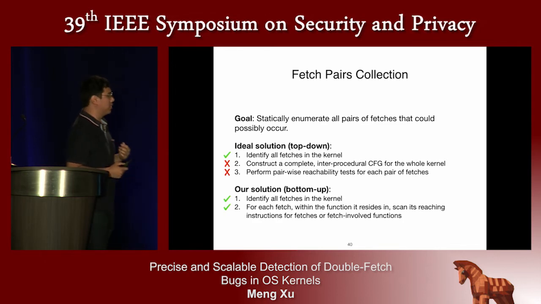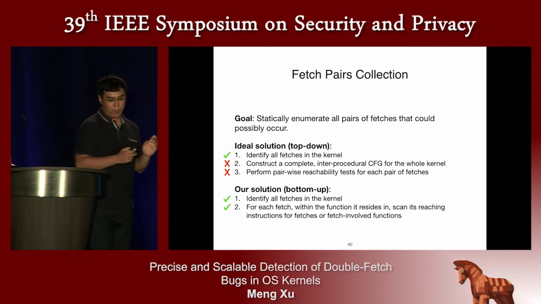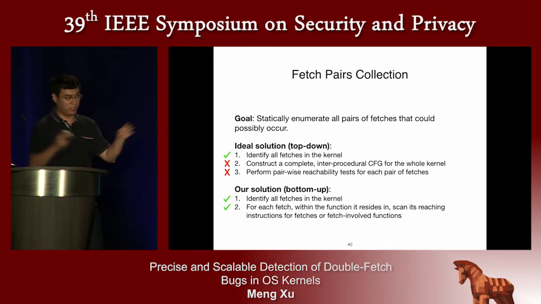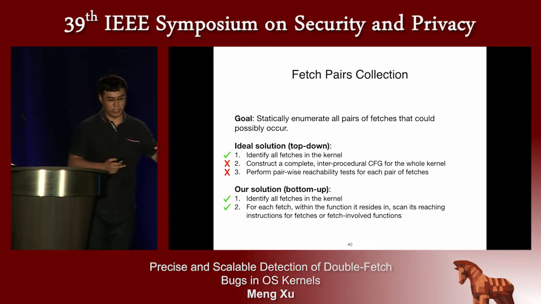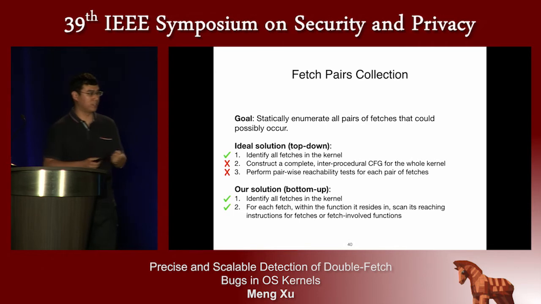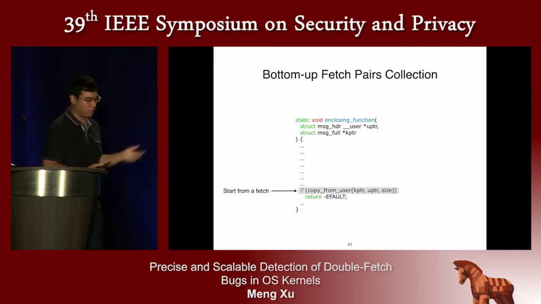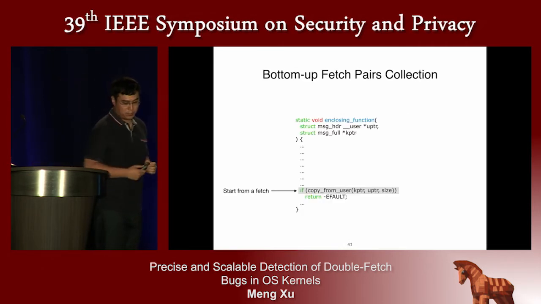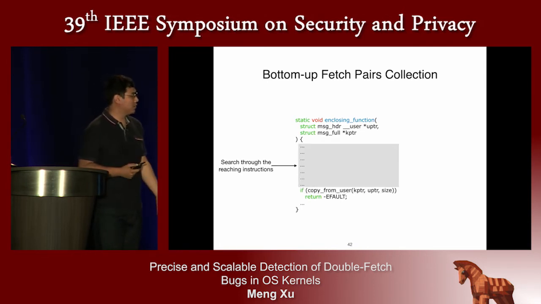So what we do is use a bottom-up approach. We can still identify all the fetches in the kernel, but for each fetch, instead of building the whole kernel CFG, we start with the function it resides in and then scan through its reaching definitions to find the fetches or fetch-involved functions. Some details: you start from a fetch, which is a copy-from-user function, and then you go upward to find all these reaching instructions.